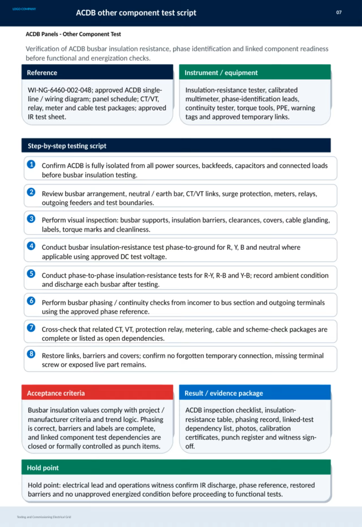We document results thoroughly with inspection checklists, insulation tables, phasing records, dependency lists, photos, calibration certificates, punch registers, and witness sign-offs. Finally, a critical hold point demands electrical lead and operations witnesses confirm IR discharge, correct phase reference, restored barriers, and the absence of any unapproved energized condition before moving on to functional tests.